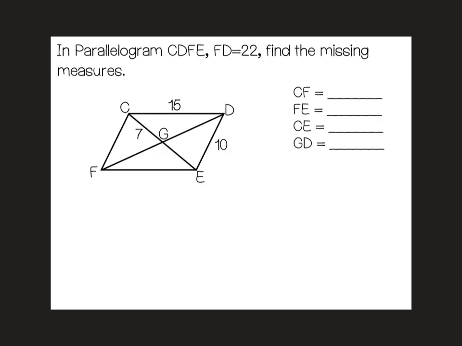So same thing. We know that opposite sides are going to be congruent. So if this side's 15, so would this side. So FE, 15. Over here, if DE is 10, CF is 10. The diagonals get bisected. So that means if CG is 7, GE is 7.